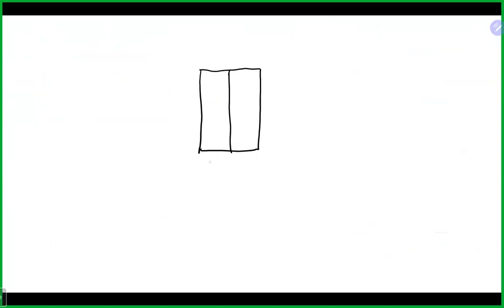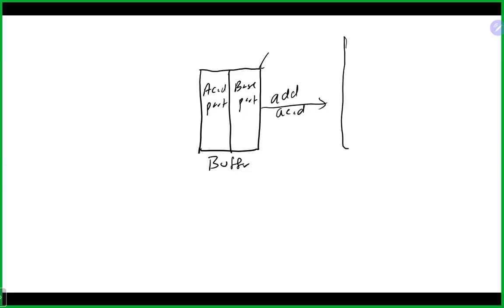So to summarize how a buffer works, typically you want to make a buffer that has about equal parts of the acid part of the buffer and the base part of the buffer, and in the case of our example, HF and F minus. Now, when you add acid to your buffer, it's going to use up some of the base part, but it's going to make some of the acid part. So dramatically drawn here, the acid part of the buffer will increase. The base part of the buffer will decrease when you do that.